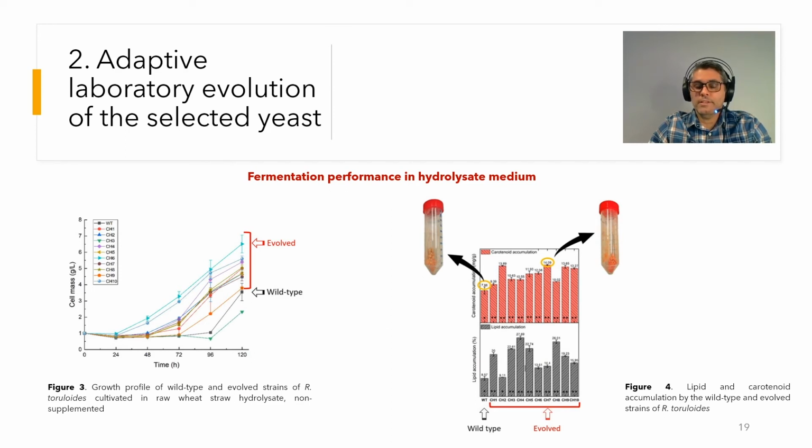In the best cases, the lag phase was reduced by 72 hours and resulted in lipid accumulation of around 28% and carotenoid production of 14 milligrams per gram of dry cell weight. We also observed that although the ability of the evolved strain to accumulate lipids was improved after ALE, the evolution did not change the lipid synthesis pathway of the yeast. In the same way, the adaptive evolution did not change the profile of the carotenoids produced by the oleaginous yeast.